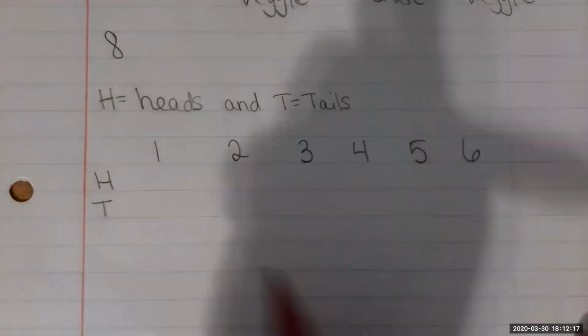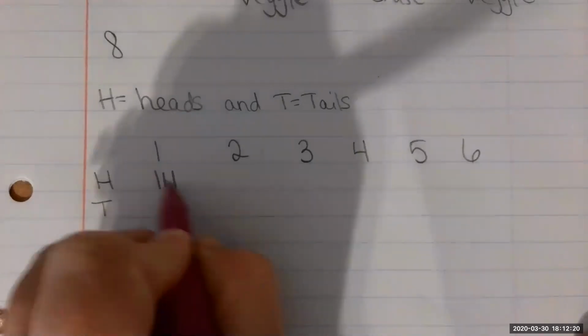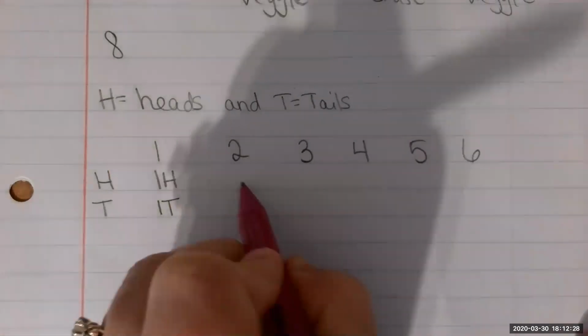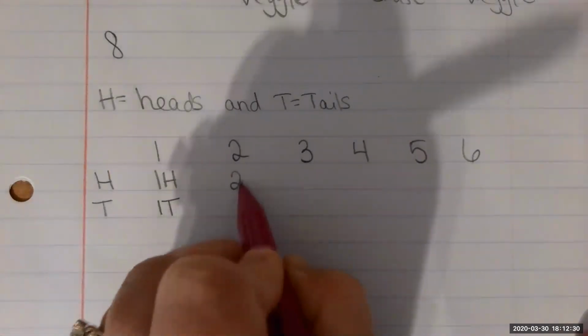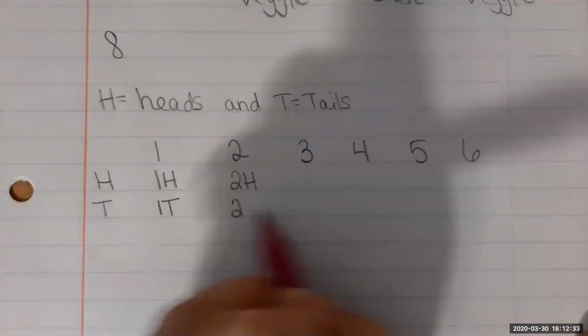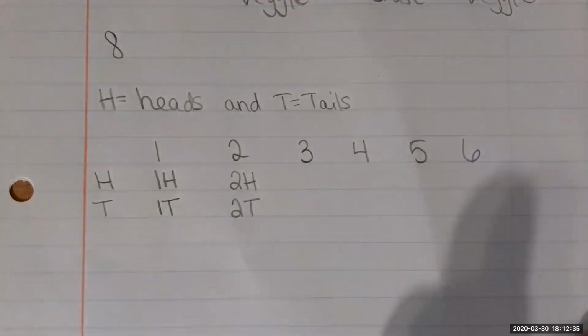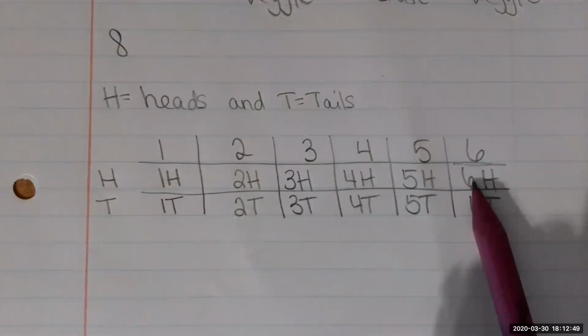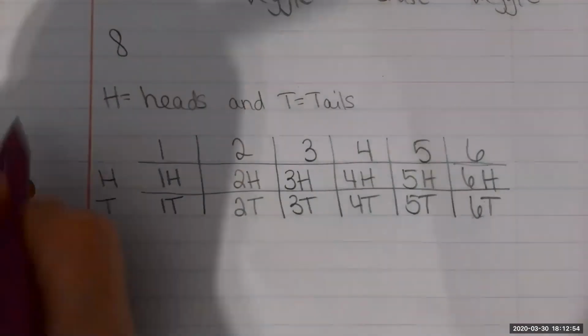So we could roll a 1 and flip heads, or you could roll a 1 and flip tails. You could roll a 2 and flip heads, or roll a 2 and flip tails. All right, so pause the video and go ahead and finish out the chart. All right, so you can see I finished out the table all the way to 6, rolling a 6 and flipping heads, or rolling a 6 and flipping tails. So this is method 1.